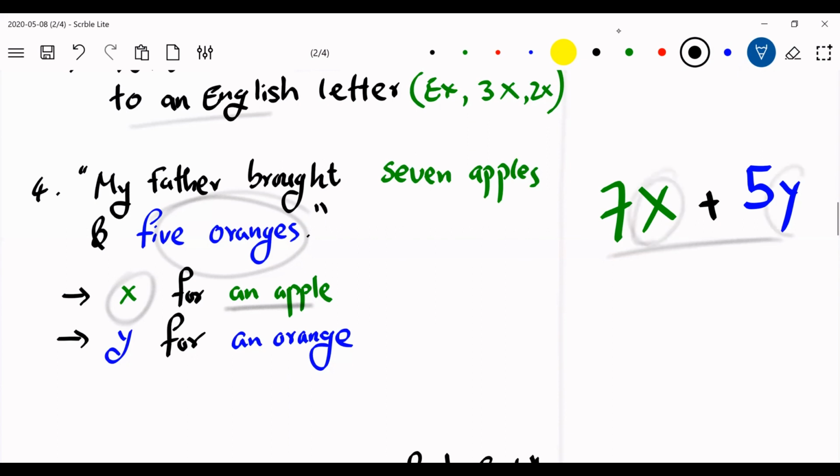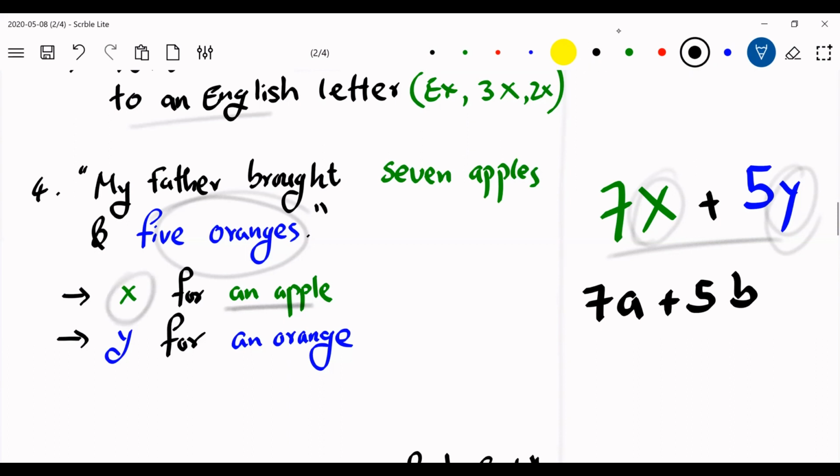Okay, so we used the letter x and the letter y to represent apples and oranges, but you don't need to always use x and y. Instead, you can use any other letter. For example, I can use the letter A to represent an apple and letter B to represent an orange. If I did so, I should have written 7A plus 5B.